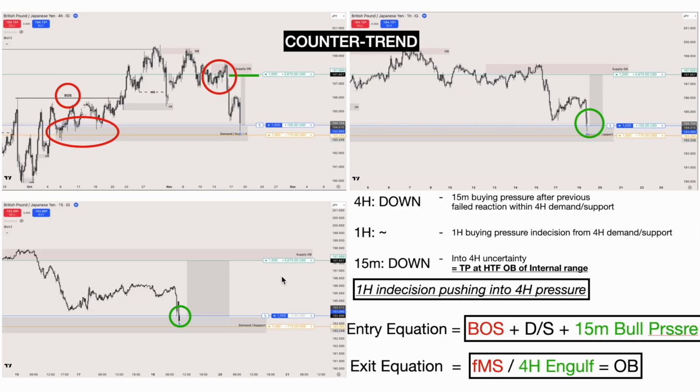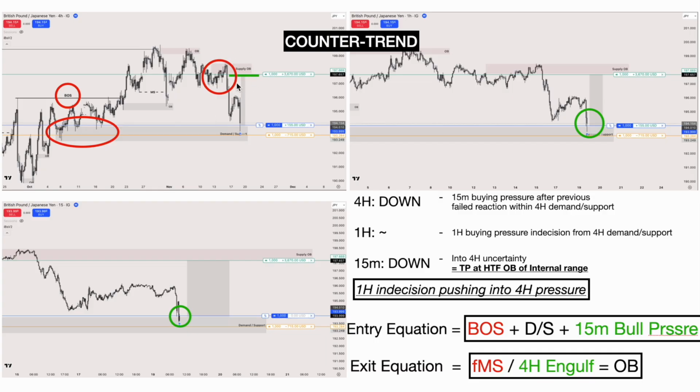So price showing 1 hour indecision. Okay, so that 15-minute is really not certain. We see this, but the 4 hour is also showing difficult pressure to go against. So here, price is not ready to go up fully, but we're looking at this institutional zone, and with this 1 hour indecision, we can buy into this 15-minute from this demand support. It's 1 hour indecision pushing into 4 hour pressure. Take profit at the higher time frame order block within the internal range.